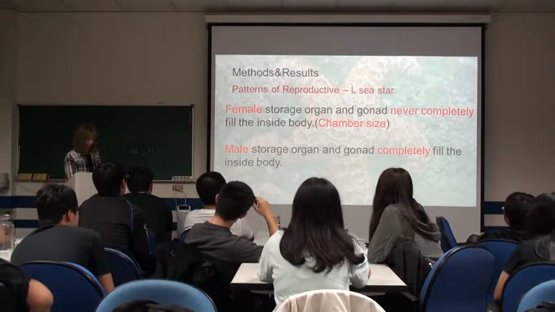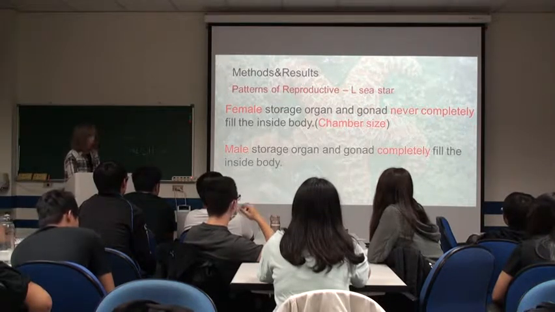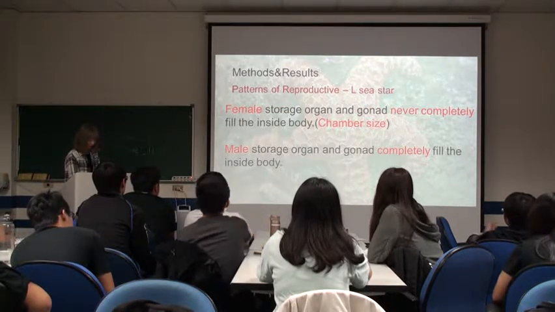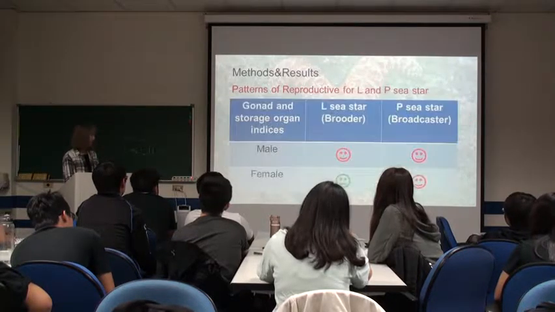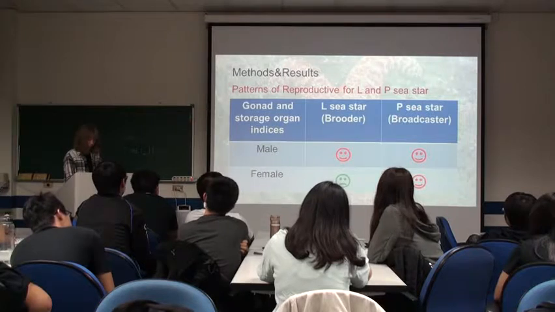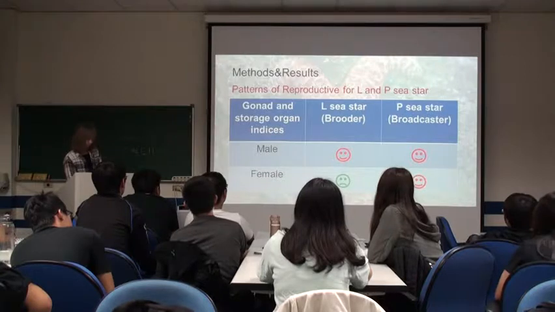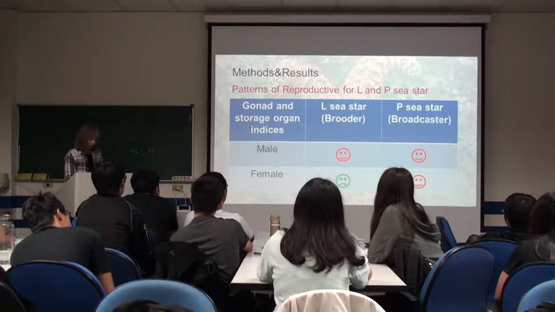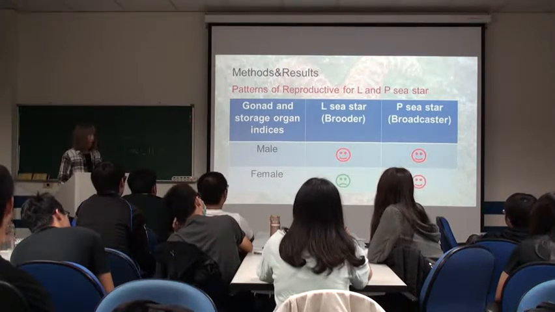And the male LC star produces lots of gametes. Both field and laboratory males have relatively big gonads and relatively small storage organs that completely fill the inside of the body. In gonad and storage organ indices, male LC star is the same as both sexes of PC star, and female LC star is different from them. On the other hand, gonad and storage organ indices can represent the reproductive patterns in the two sea stars.